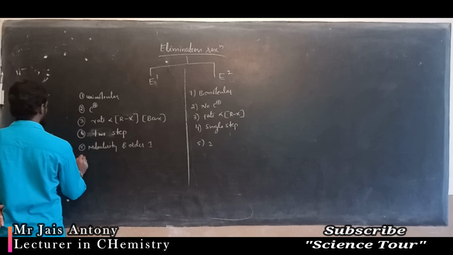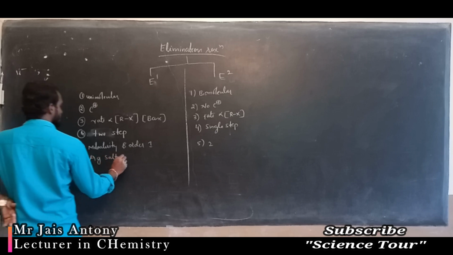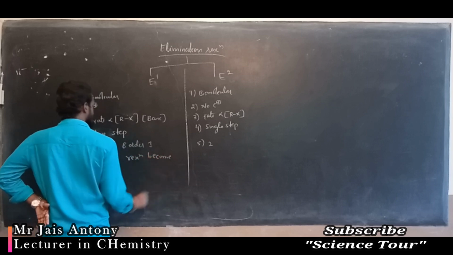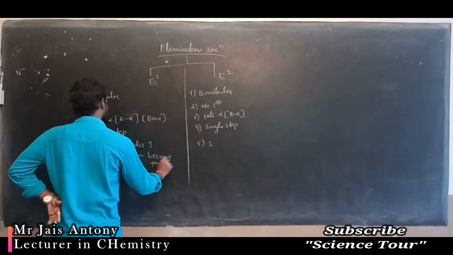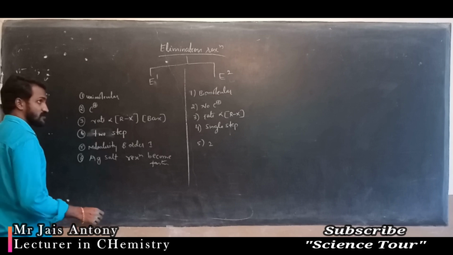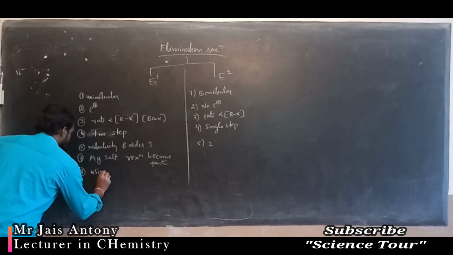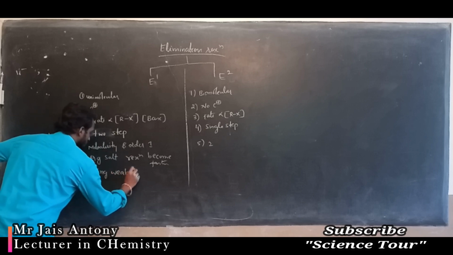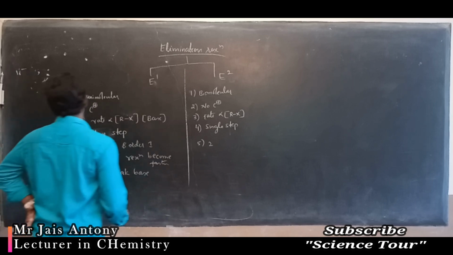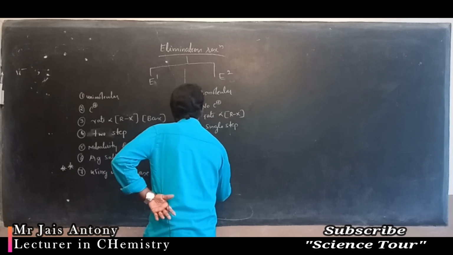And one more concept: if Ag salt, silver salt, is added, the reaction becomes faster, even in elimination. And a very important note: here, using a weak base, the reaction takes place. Weak base, note down this point, underline this point. Okay, using weak base. Here, using strong base.